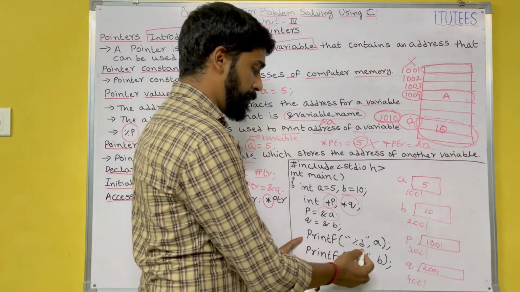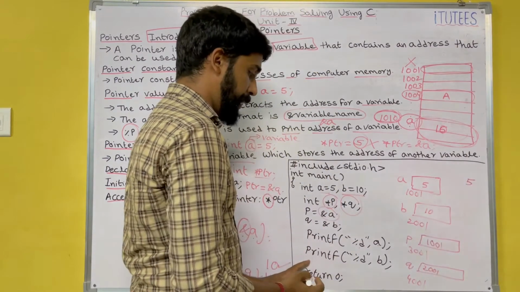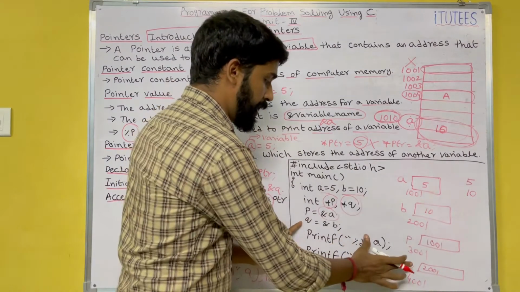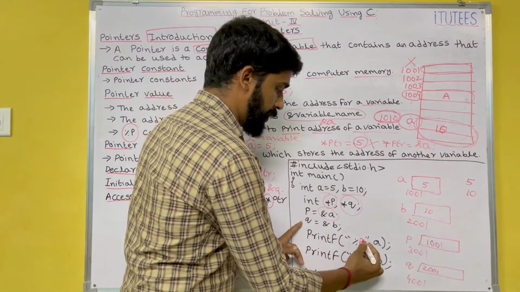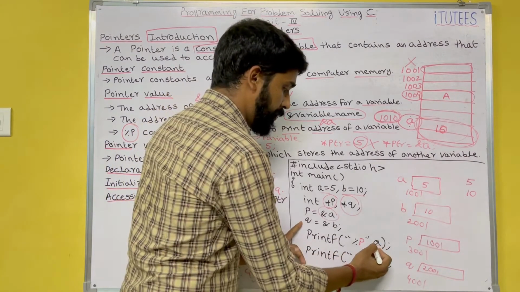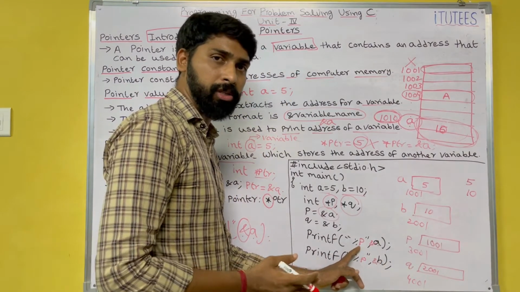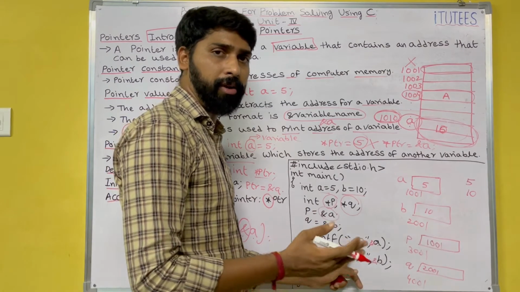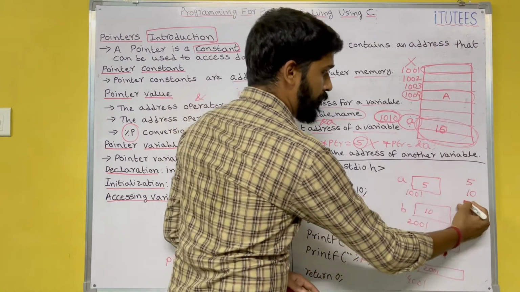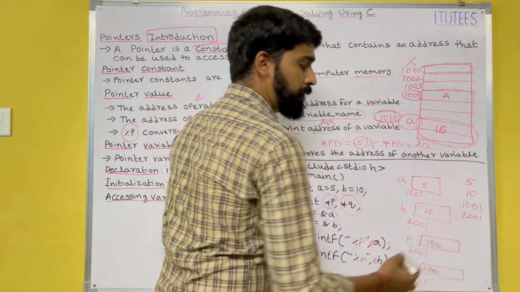Now, printf percentage d a. What is the output? 5 is the output. Percentage d b, what is the output? 10 is the output. Listen carefully. Instead of d, here I am using p, because I want to print the address of a and the address of b. Instead of a and b, I am giving ampersand a, ampersand b. The control string percentage p is used to print the address of a variable. Percentage p ampersand a means the address of a. What is the address of a? 1001. What is the address of b? 2001.